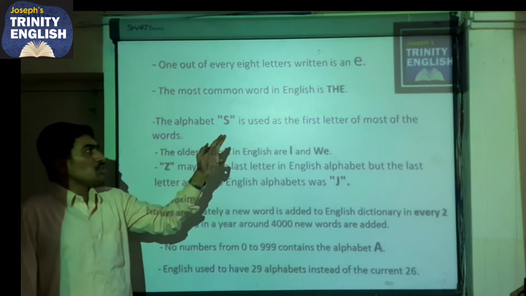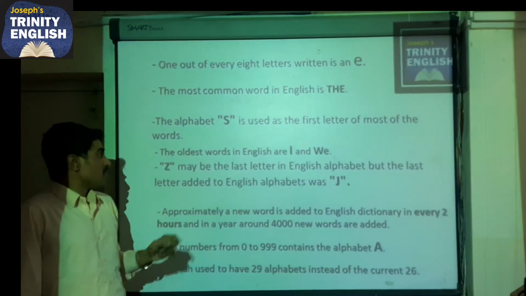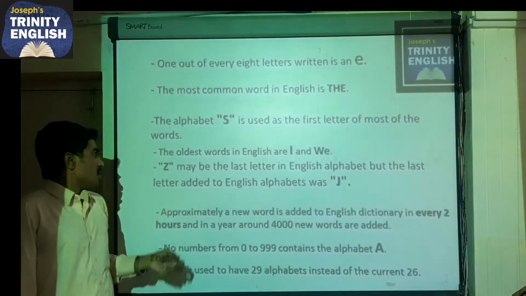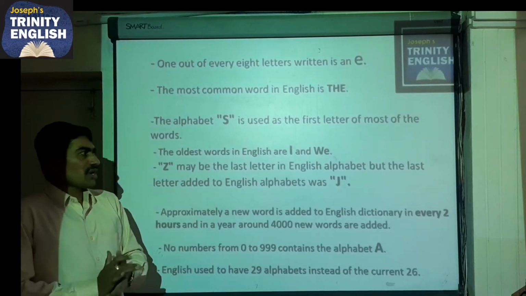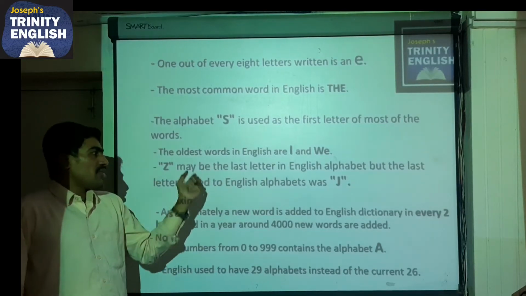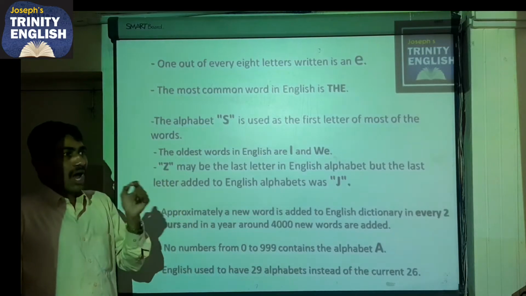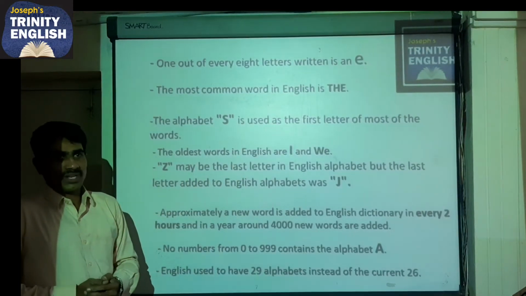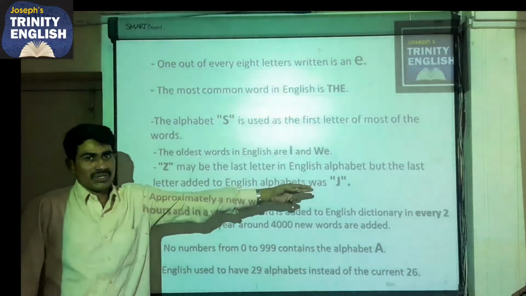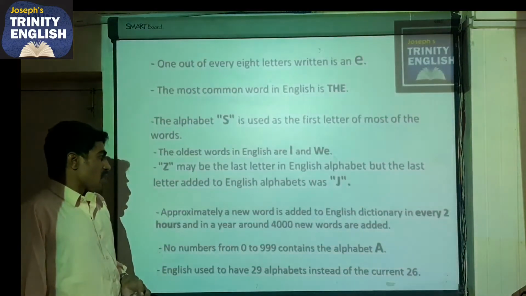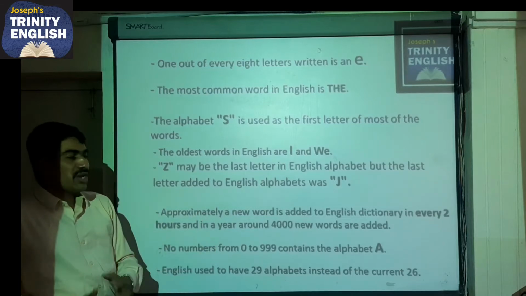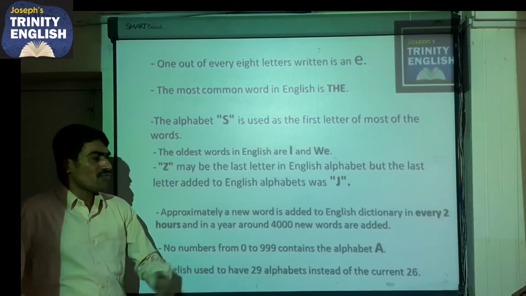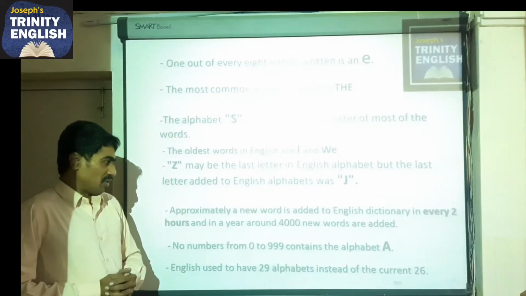Next, the letter S is used after the first letter of most words. And the oldest words in English are I and V. Z may be the last letter in the English alphabet, but the letter that was introduced last was J. Though we think Z is the last, J was added last. Approximately a new word is added to the English language every 2 hours, and in a year around 4,000 new words are added.